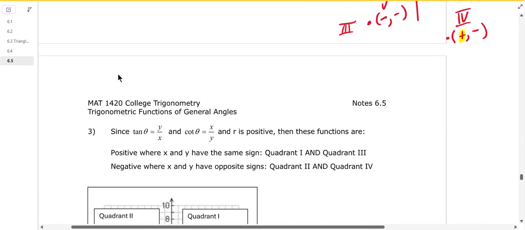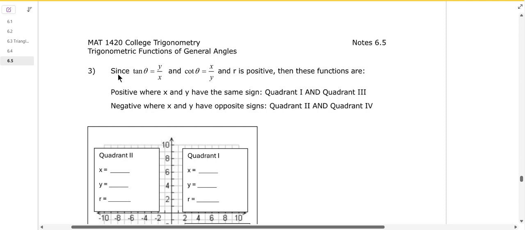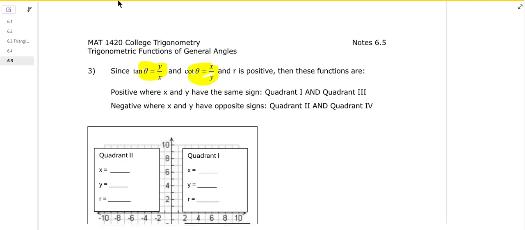Okay, one more. Let's look at the tangent and the cotangent. Now the cotangent and tangent have x and y in them. R is positive, so it doesn't really matter.